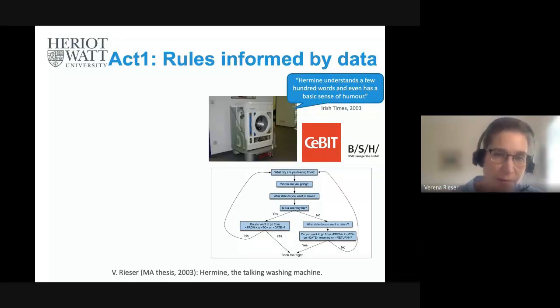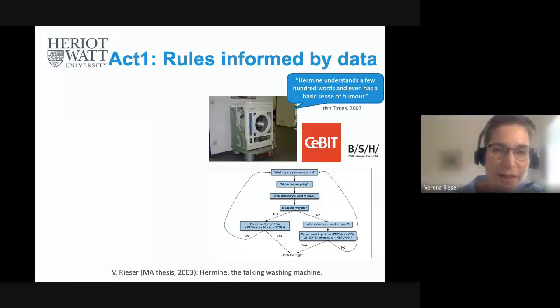And the workaround we had for this very bad speech recognition was every time Hermine wouldn't understand what the user said, she would crack a joke. And the people loved it. So we exhibited Hermine at CeBIT, which was one of the major trade shows in Germany. And the international press really latched on to that talking washing machine. There were headlines such as, "Man, don't worry, now you can talk to your washing machine."